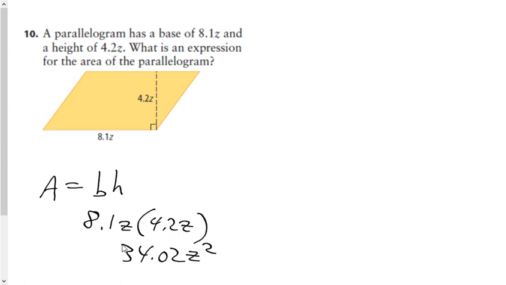So therefore, your area of the parallelogram would be 34.02z squared units, which, because we don't know if these are meters or centimeters, and as a result, since we don't know, we would say that it's 34.02z squared units, or square units of area.